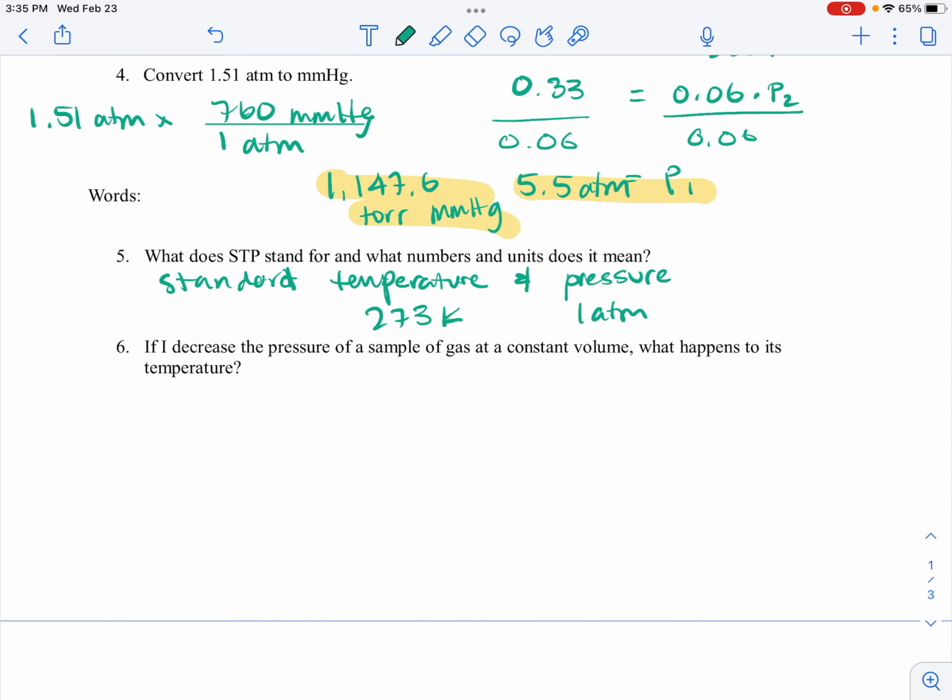And then I drew a bunch of these pictures, and we ask a question like number 6. I had some relationships on a graph or in the notes for you. This one says, if I decrease the pressure of a sample of gas at a constant volume, what happens to temperature? You might remember our little pictures. There was pressure and there was temperature, and they both point down, which means that there's a direct relationship. So if you decrease pressure, then this one also decreases. So you would say that it decreases.